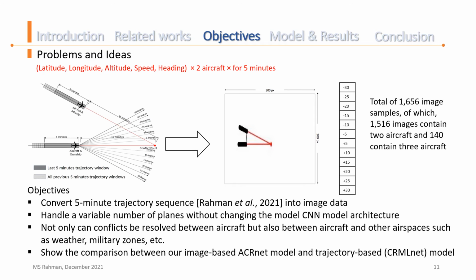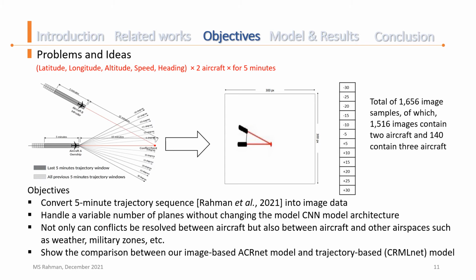This research aimed to provide a generalized model to resolve a conflict where a variable number of aircraft are involved. Two things were considered. First, create image data from trajectory sequence. Second, find a convolutional neural network based model to classify these images. We define a relatively small convolutional neural network based model.